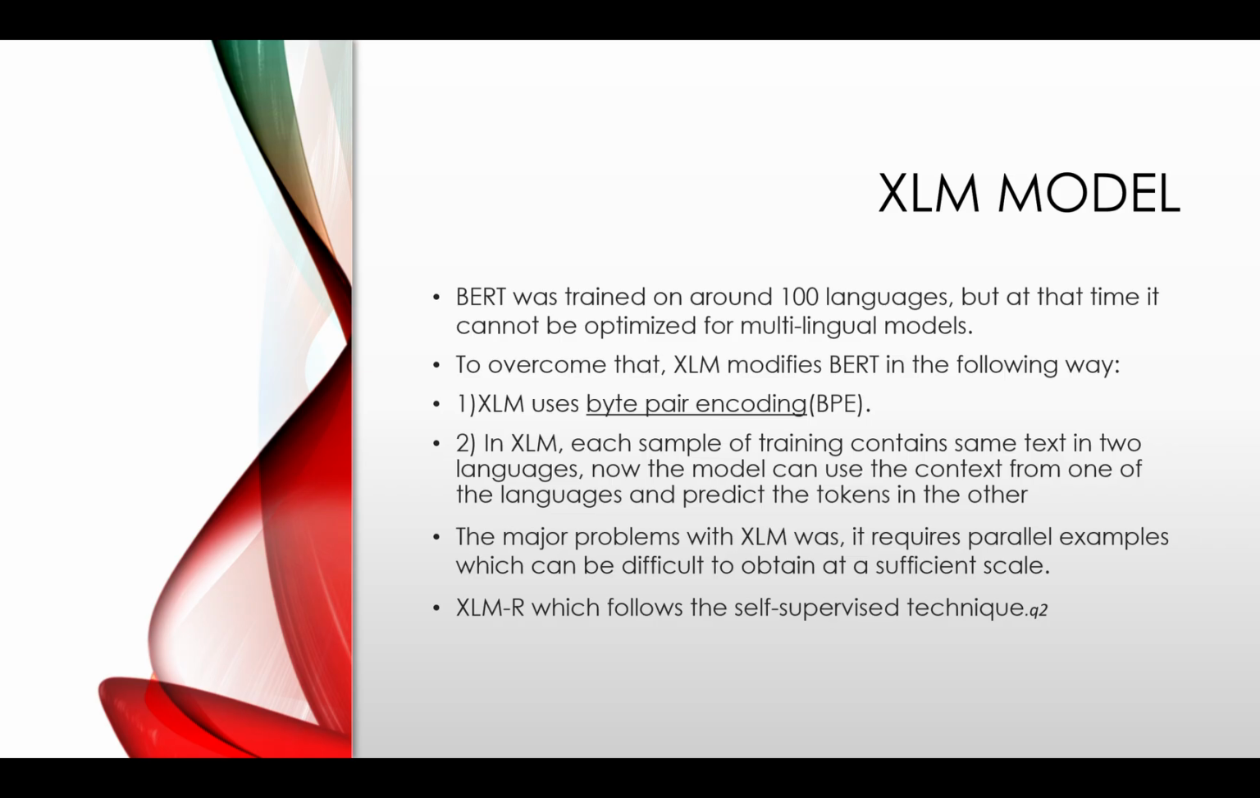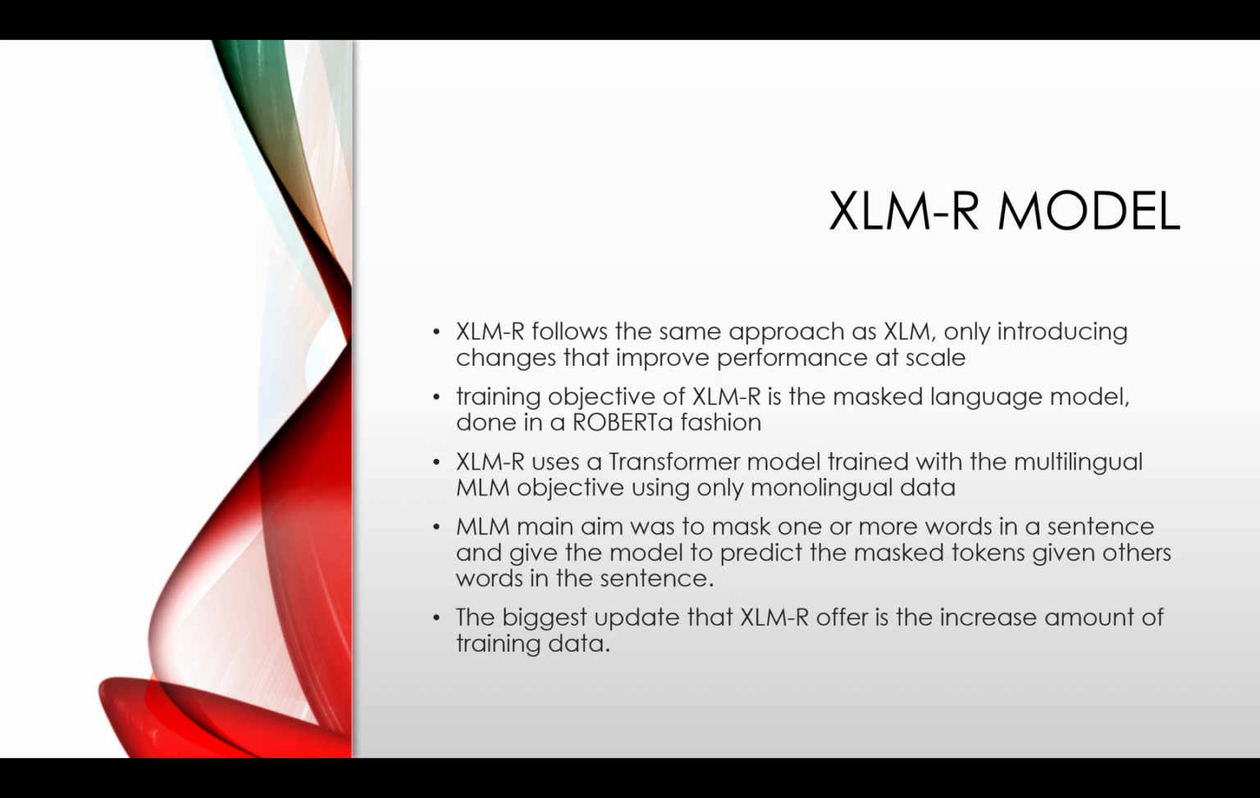So let's look at the XLM-R model architecture at this point. Here we follow the same approach as XLM, and we only introduce a few changes that improve the performance at scale. XLM-R is a scaled version of XLM-100. XLM-R is a masked language model trained in RoBERTa fashion, which means using the masked language model objective. The main working of this is that it uses a transformer model and it is trained with a multilingual objective using only monolingual data. So what does this mean?